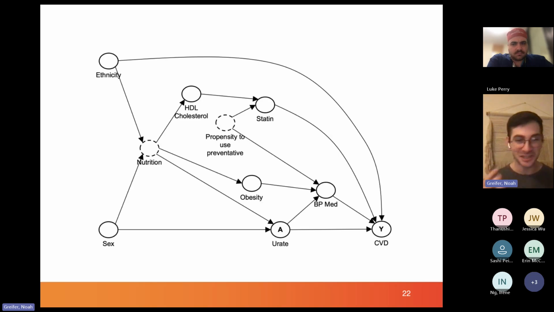This is an example of a DAG that I developed based on some literature. I won't go too deep into it, but the idea was to estimate the effect of serum urate, which is some enzyme, you probably understand that better than I do, on cardiovascular disease. And these were all the factors that were identified that might be related, which include taking blood pressure medication, obesity, nutrition, sex, ethnicity, your HDL cholesterol level, whether you're taking a statin or not, your propensity to use preventative medicine. From this, it's not obviously clear what variables you need to adjust for, but there are algorithms that can be used to select those variables in a valid way.